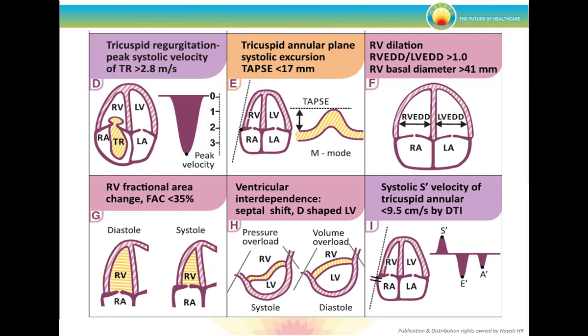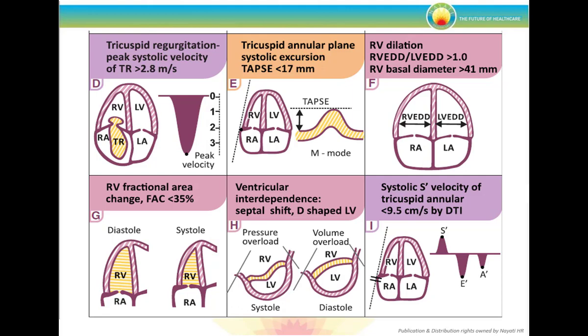As discussed earlier, we can look at the septum. If the septum is becoming D-shaped at systole, you can say it has pressure overload. If it's D-shaped in diastole, we can call it a volume overload state. Some of these features will be overlapping. We can also differentiate between acute and chronic causes of right ventricular dysfunction by measuring the right ventricular free wall thickness. If it's more than 5 millimeters, it is often because of chronic conditions.